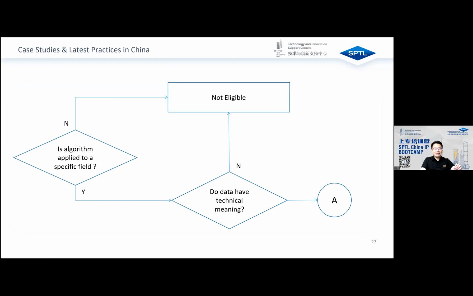Okay, let's make a conclusion on how to determine the eligibility of an IM-related application. I believe this may also help drafting. First, whether the algorithm is applied to a specific field or not is determined. If the answer is no, you can say that the solution is not an eligible one. If the answer is yes, whether data have clear technical meanings or not is then determined. If not, we can say the solution is still not an eligible one. But if the answer is yes, go to the next step.